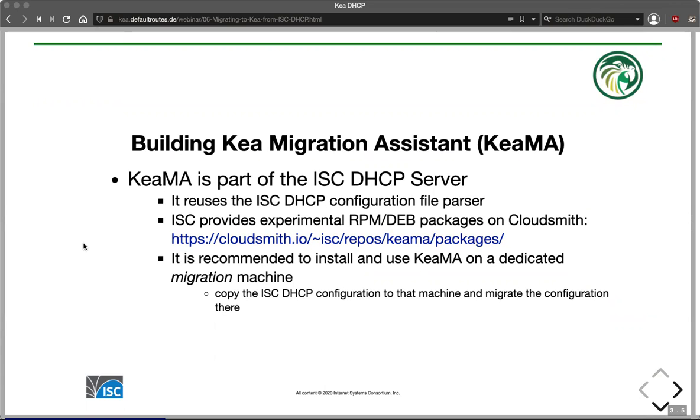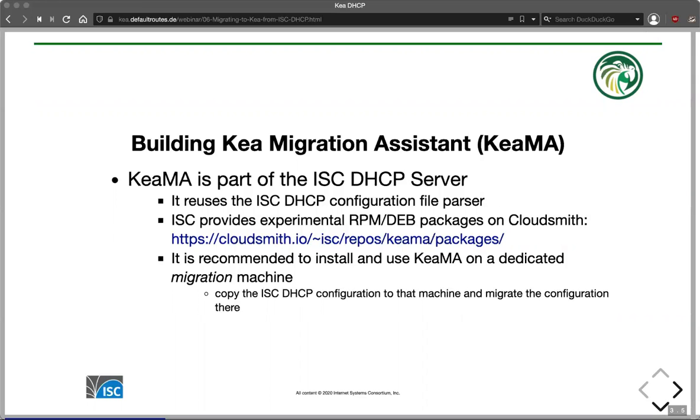I would recommend, if you want to use the Kea Migration Assistant, and if you compile it yourself, to do that not on a production DHCP machine, but on a dedicated migration machine. That lowers the risk that the installation will do some harm to the existing and still working ISC DHCP server.